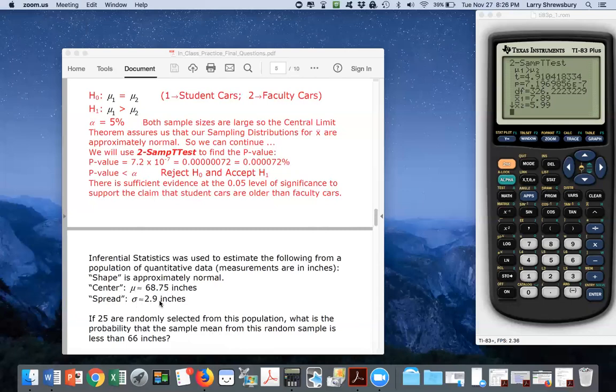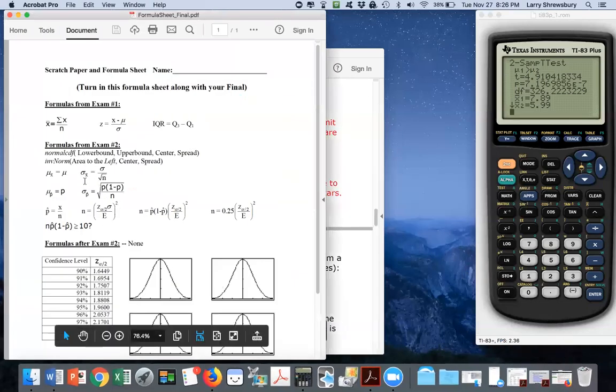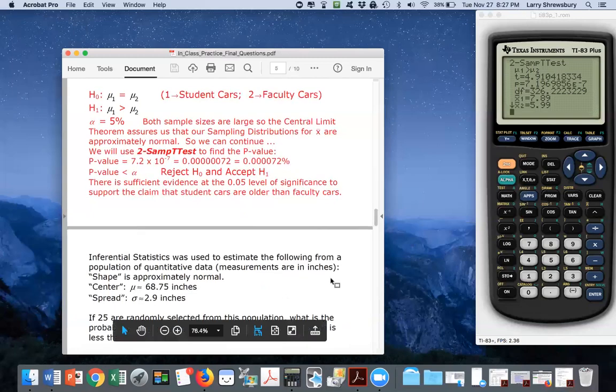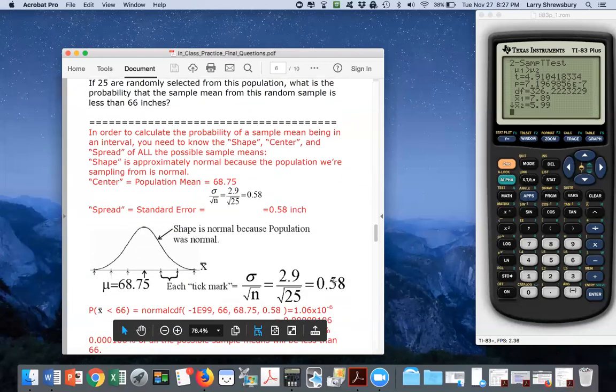It's not the population standard deviation. That's the spread of the population distribution, not the sampling distribution. You've got to use the standard error, which is the population standard deviation divided by the square root of the sample size. And it's right there on your formula sheet. That's your standard error, the spread of all the sample means. All right, and then once you've got that figured out, you can use normal CDF to find your probability.